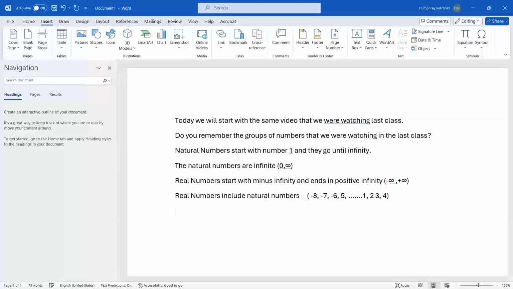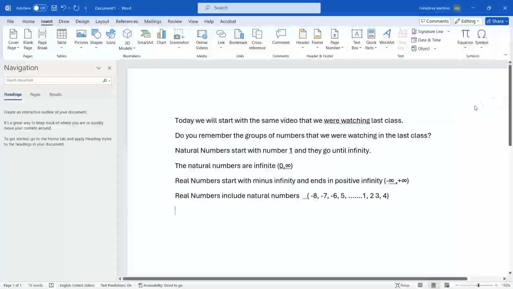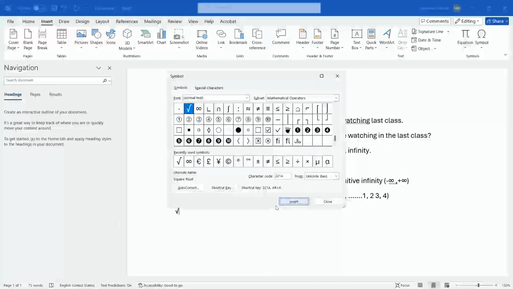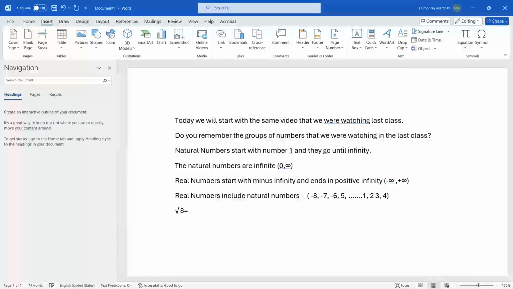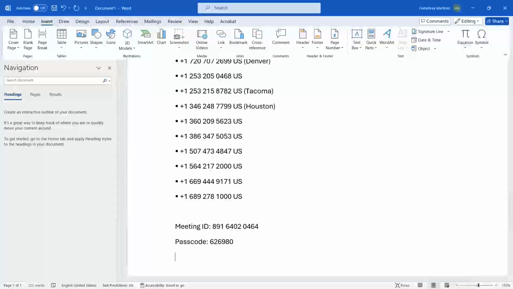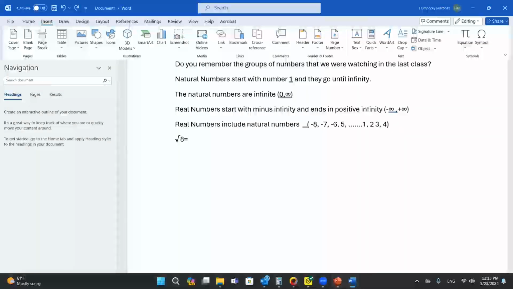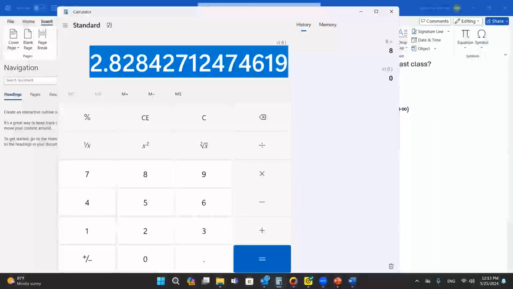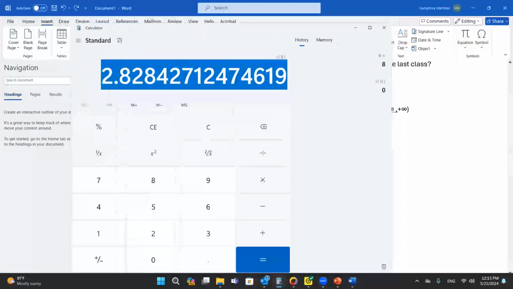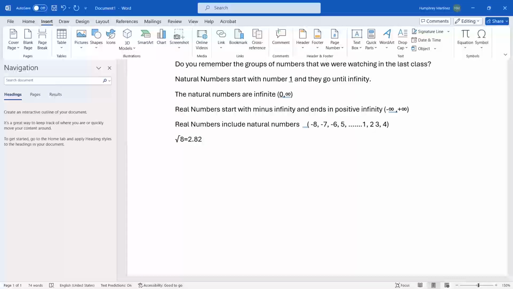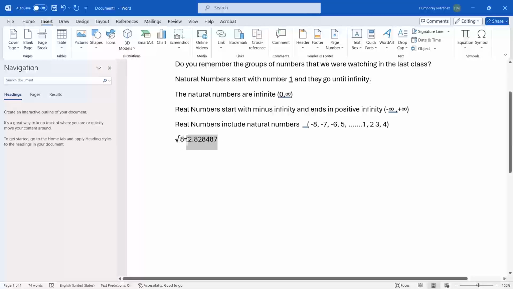Well, the square root of 8, for example, is equal to 2.828427. This is the square root of 8. Okay, then this number is going to be between what? Between 2 and 3. Okay.